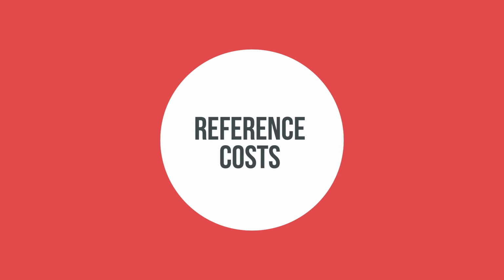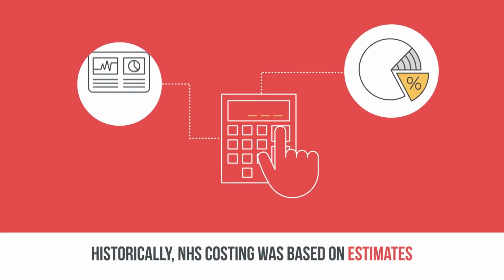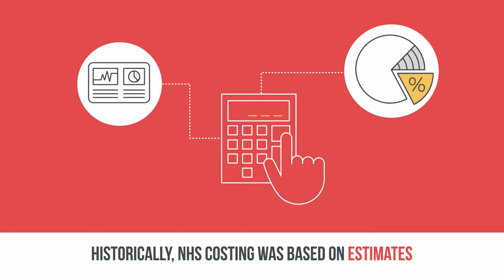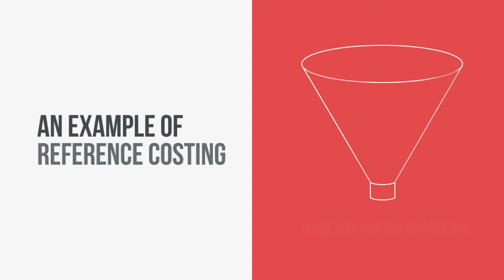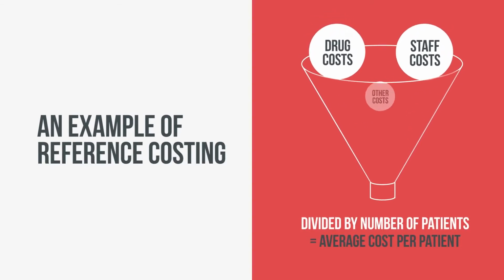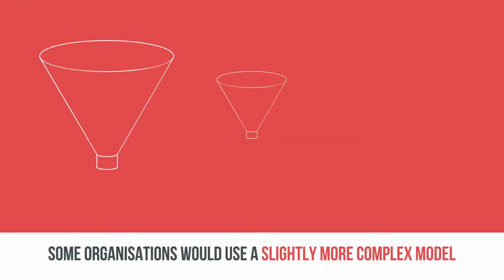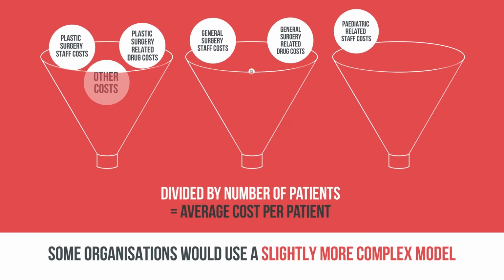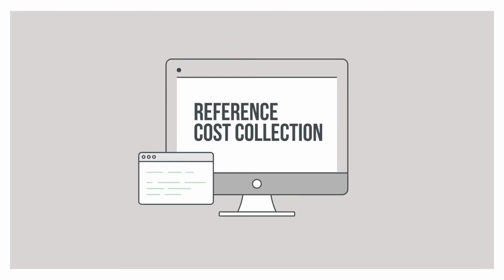Reference costs. Historically, costing was based on estimates and the use of averages, with organisations calculating costs in different ways. An example of reference costing would be for all the costs of an area, for example a ward or theatre. Some organisations would use a slightly more complex model, splitting costs by department or function. The reference cost collection was used to help determine the money that organisations received for certain activities.